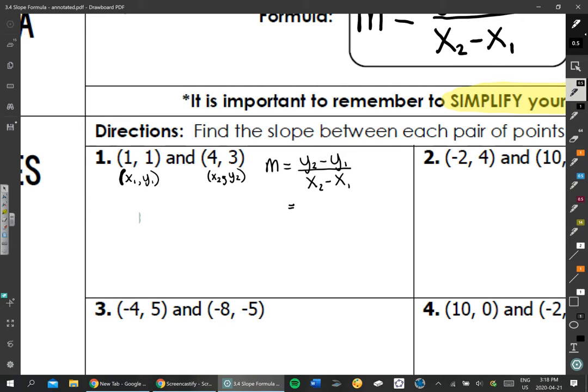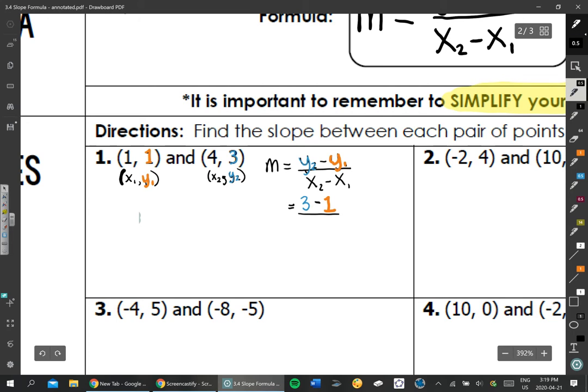Okay? So, let's have a look. What number should I substitute in for y2? Well, y2 is going to be 3. So let's put that in, 3. Minus y1. Well, what are we going to put in for y1? y1 is 1. So 3 minus 1.